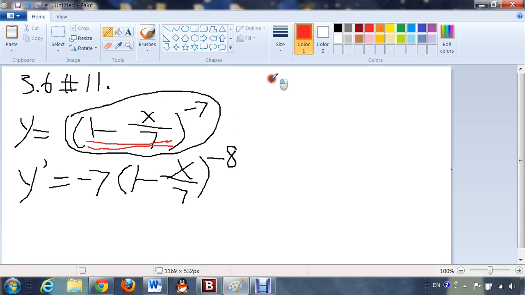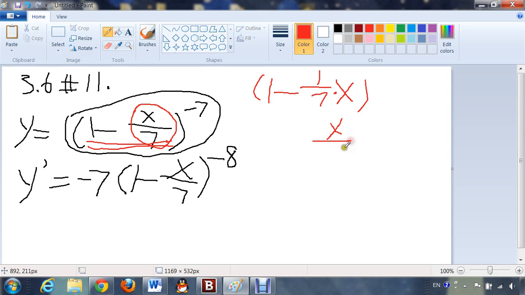If you rewrite it, you will see that x over 7 you can actually rewrite as 1 over 7 times x. It's the same thing, right? Because 1 over 7 times x is just x over 7.